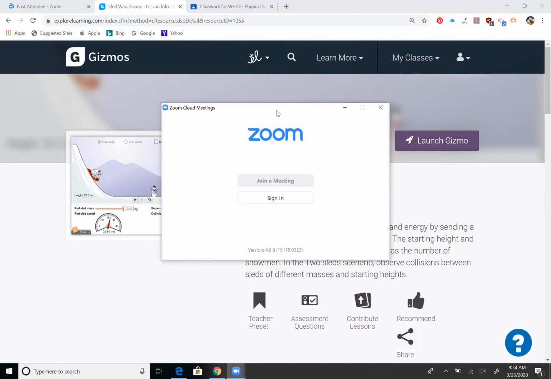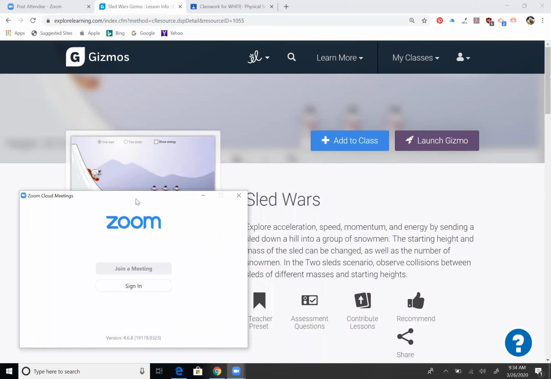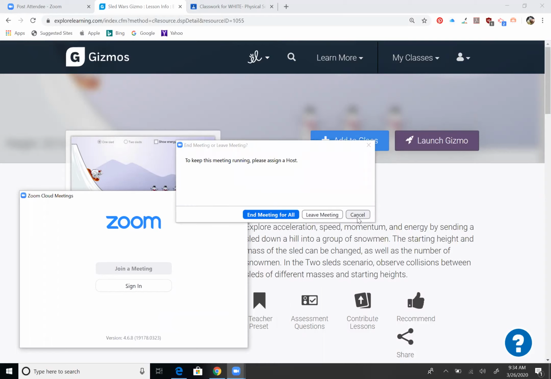All right, can you see my screen? I can see it. Can you see it's the Sled Wars screen? Yeah. Okay.